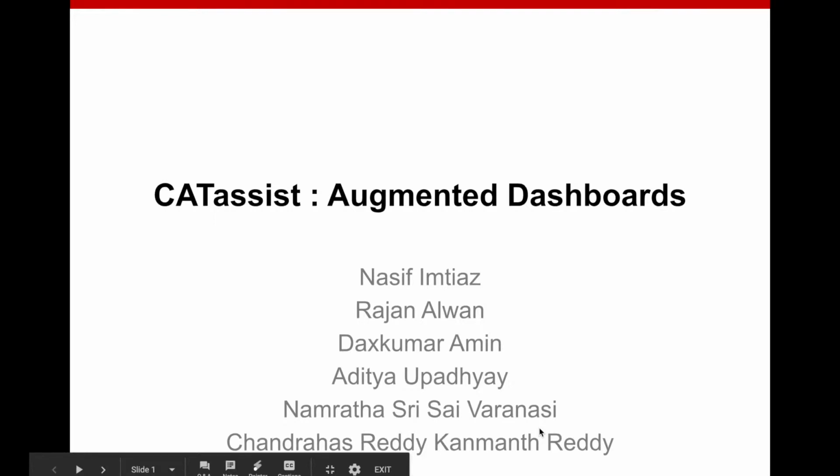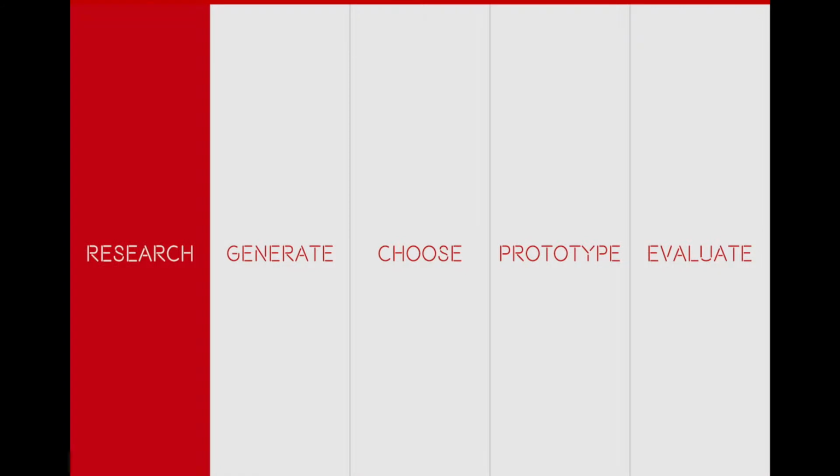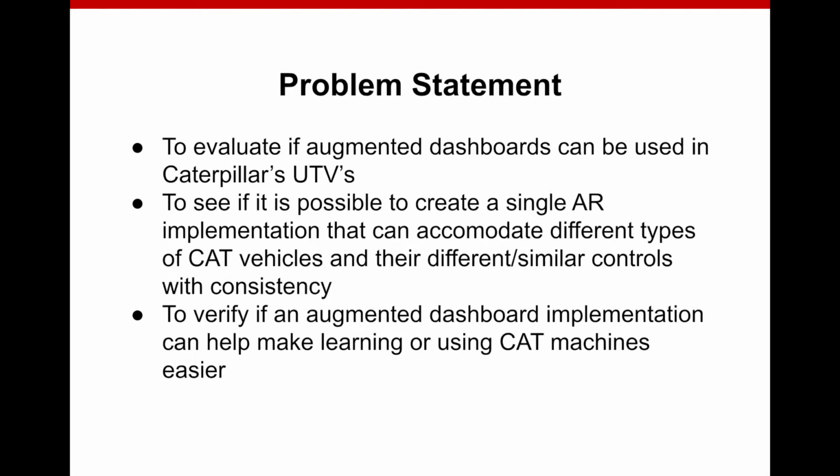We are glad to present to you Cat Assist, an AR powered assistant that helps you to use Caterpillar's high utility vehicles with ease. First things first, the research stage. But what is it that we're trying to help the users with?